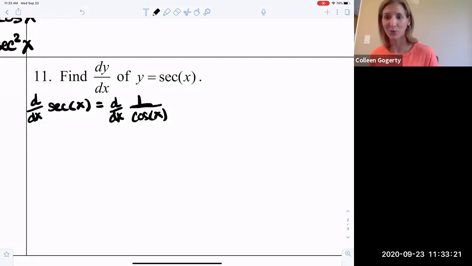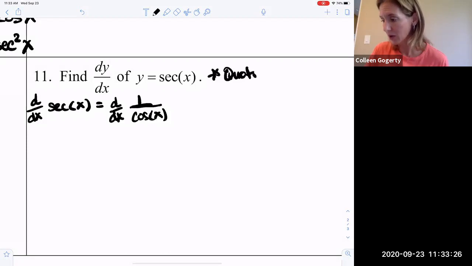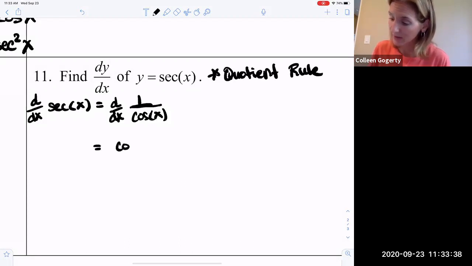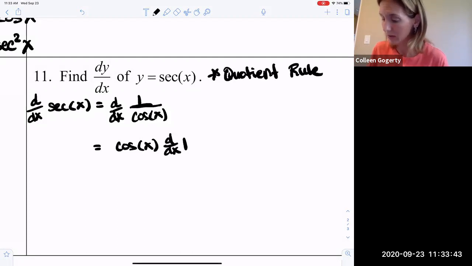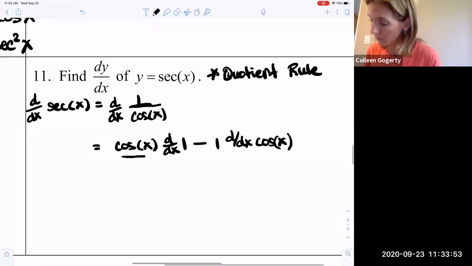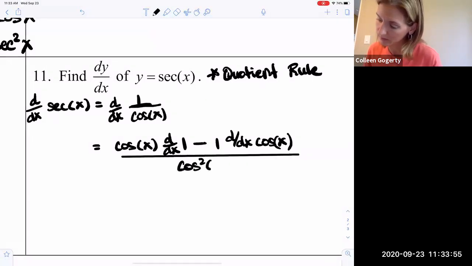This one's actually, I feel like, a little bit easier than the last one because we have a 1 in the numerator. We don't have another trig function. So we are still using our quotient rule, because I have a number divided by another number. If I'm going to start writing this out, I've got the denominator times the derivative of the numerator minus the numerator times the derivative of the denominator, all over the denominator squared.